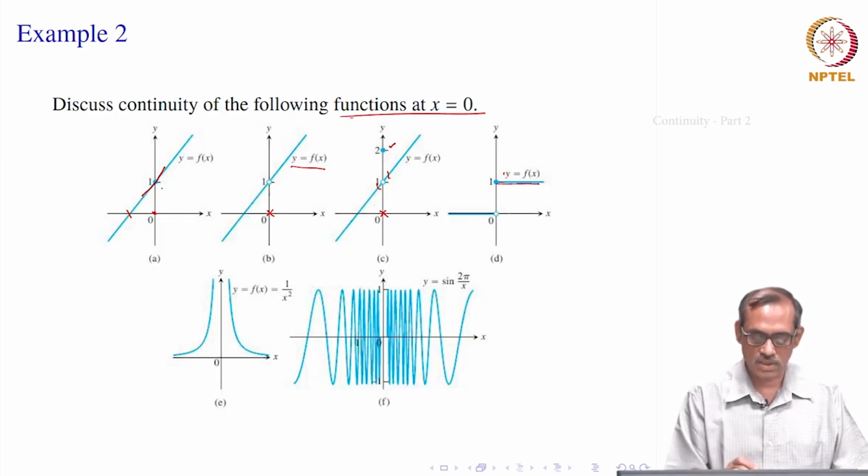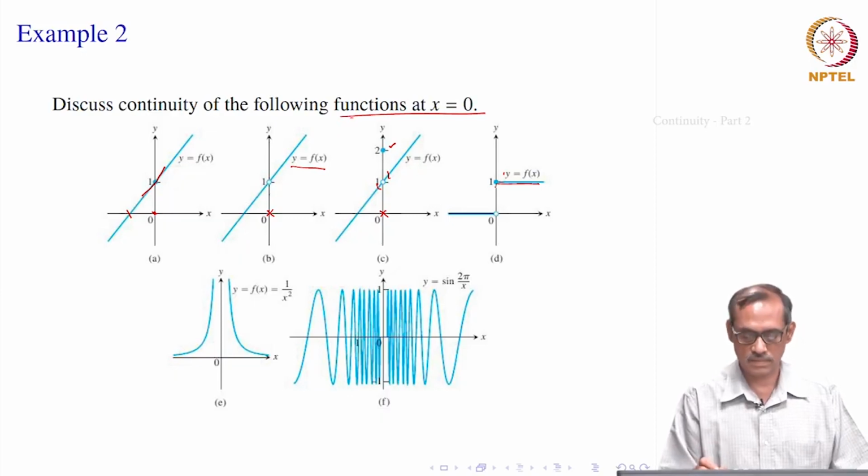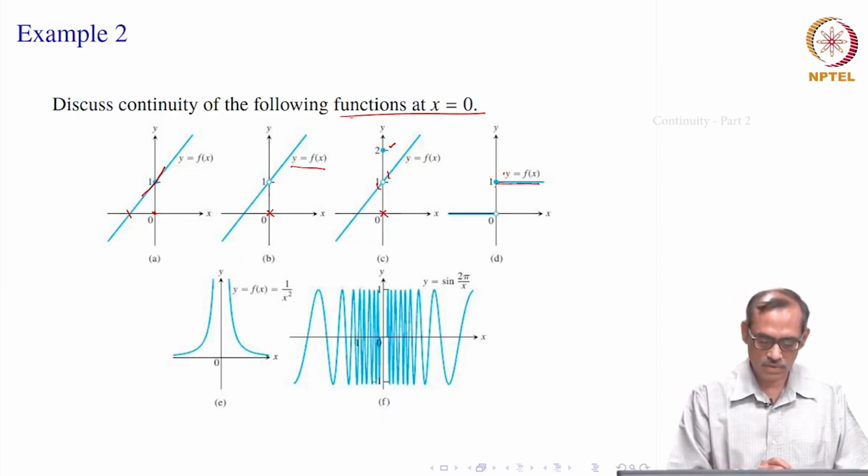So, in the first case it is continuous. The second case is not continuous because the function value is not given. The third case is not continuous because the function value is different from the limiting value. The fourth one is not continuous because the limit does not exist. Now, let us come to the fifth one.